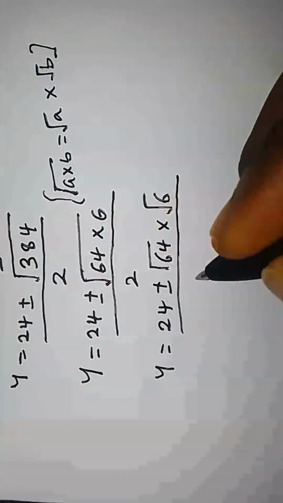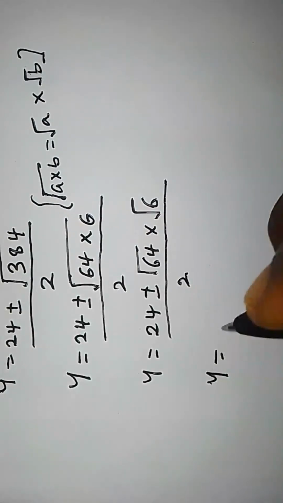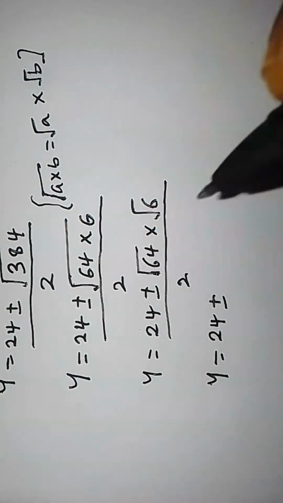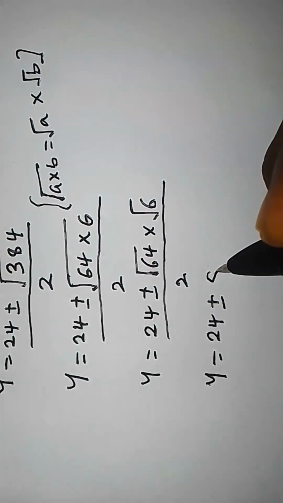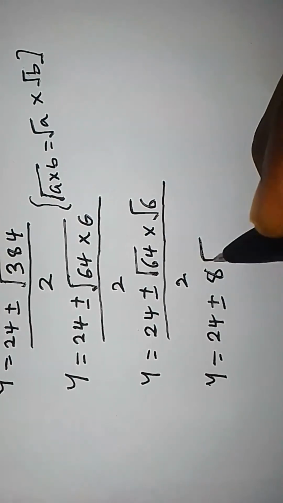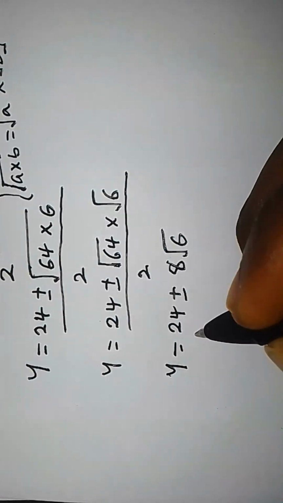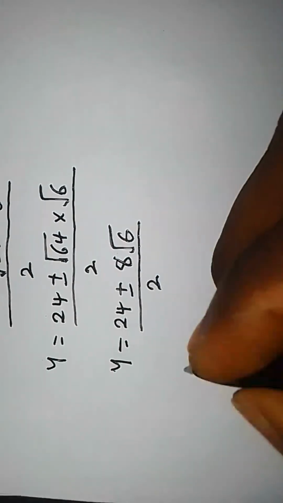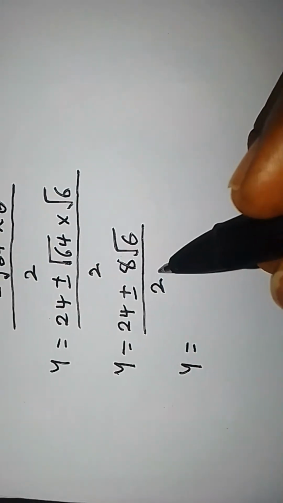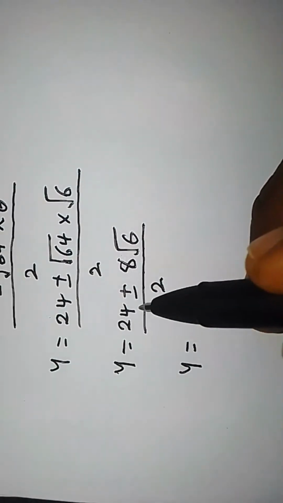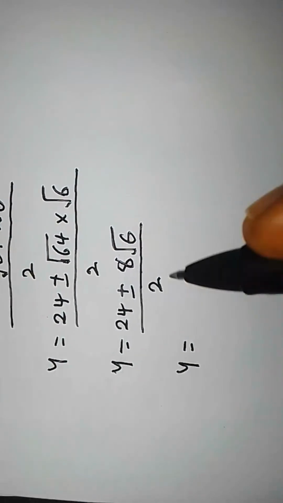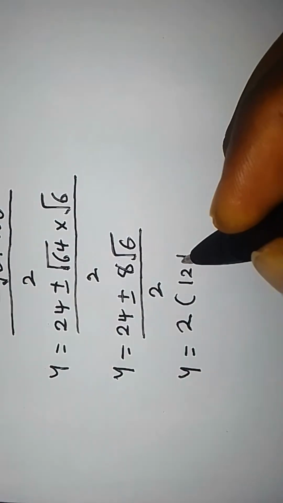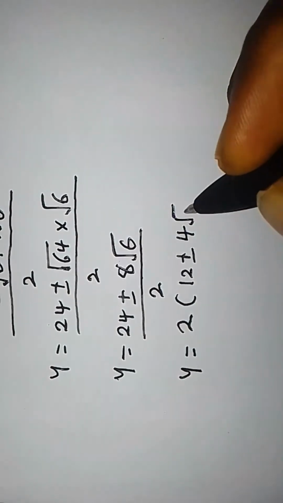Everything divided by 2. y equal to 24 plus or minus. What is square root of 64? That is simply 8, times square root of 6, divided by what? 2. Let's proceed further. y equal to, we can do something at this numerator. Let us factor out 2. So that will be 2 into 12 plus or minus 4 times square root of 6.